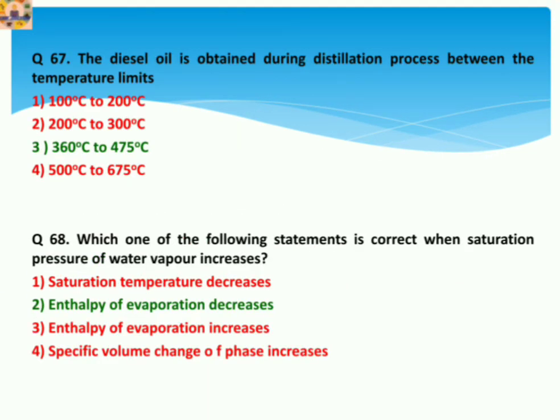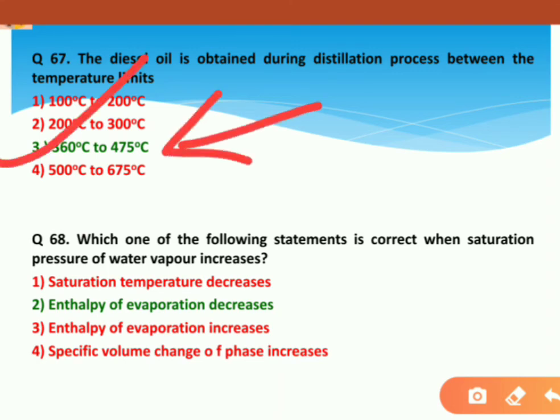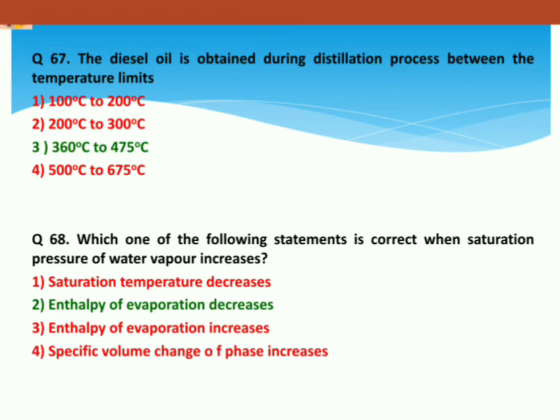The diesel oil is obtained during distillation process between the temperature limits. As we know, from the distillation process of crude oil, we will find various products, that is diesel, petrol, kerosene, those types of products. So here option 3 is the correct answer, 630 degrees Celsius to 475 degrees Celsius of distillation process. So let's see the next question 68.